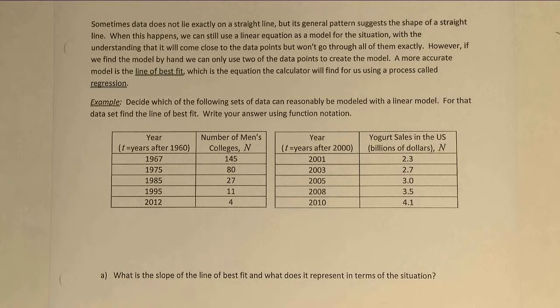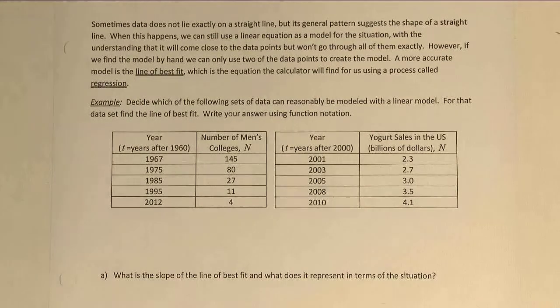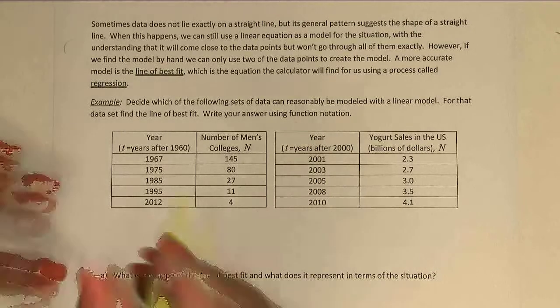We can pick 2 points and get an approximate line by hand, but there's a process called linear regression that will give us what's called a line of best fit. It's going to give us the best possible line that comes as close as possible to all of the points at once, rather than just 2 of them. This is a relatively complex mathematical process that's beyond the scope of this course, so we'll always use the calculator when we're trying to find the line of best fit. And the process the calculator uses for this is called regression.